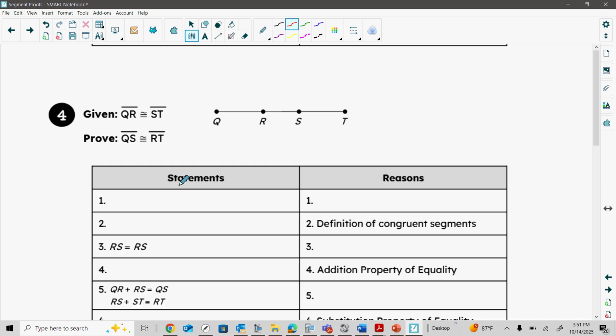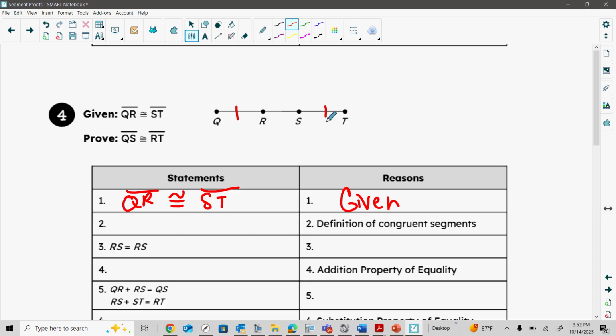So you have proofs to complete on the front and on the back. Remember, we're always starting off with the given. So for number 1 here, we fill that in. That is segment QR is congruent to segment ST. That is given. QR tick mark, and then ST tick mark.